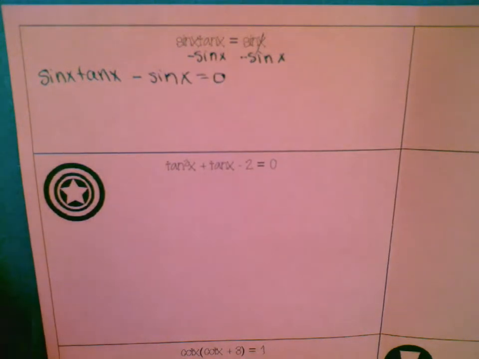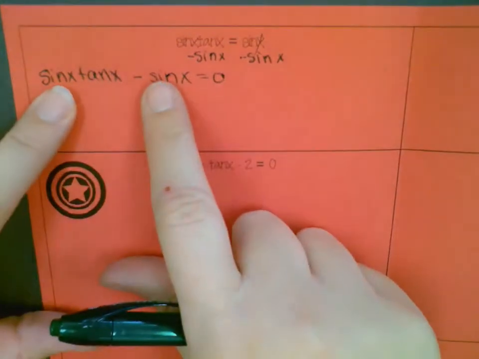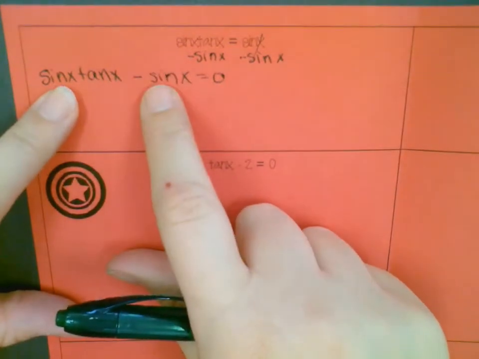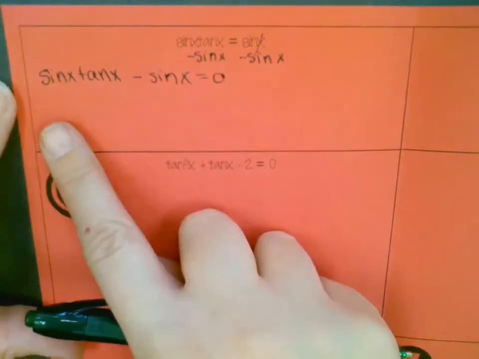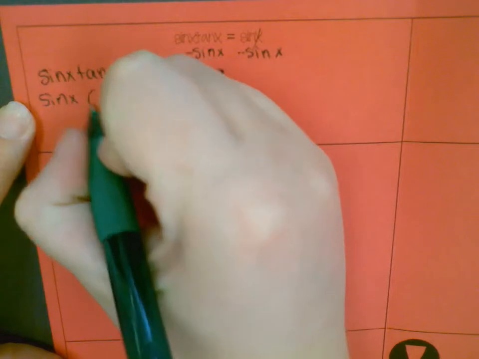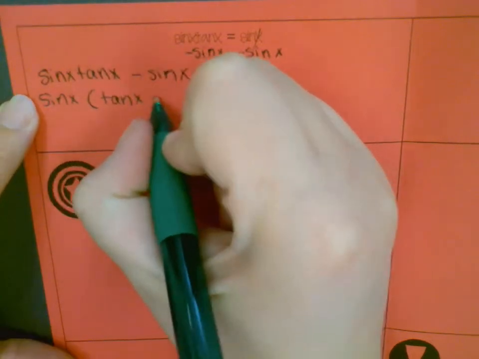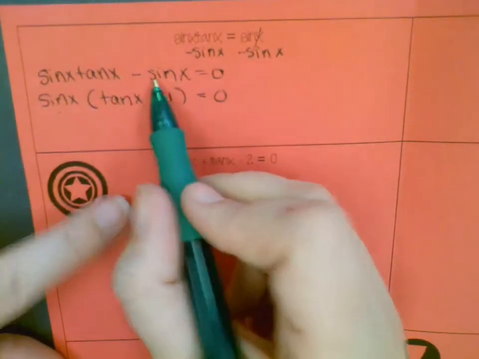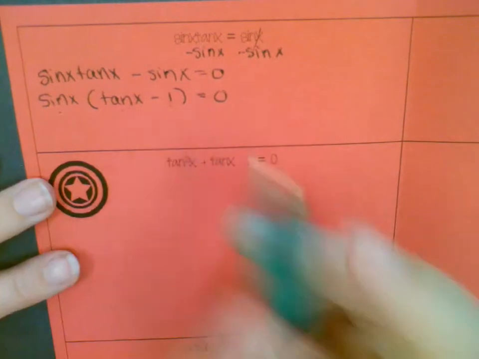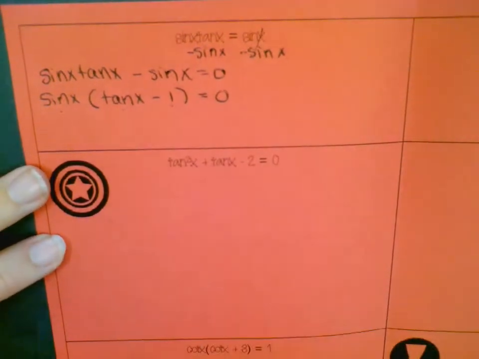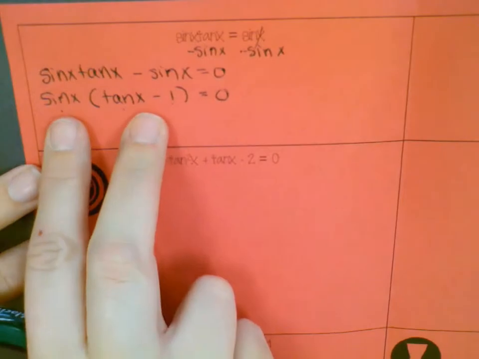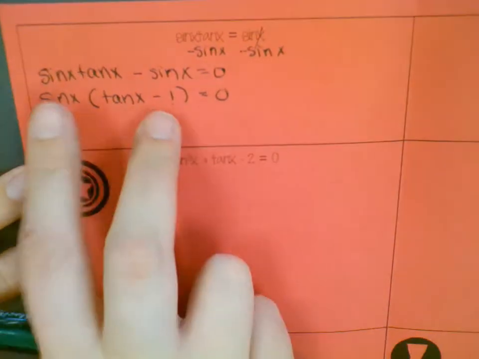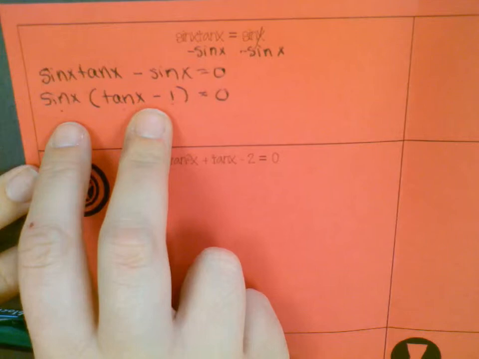Well, we have a GCF here. Both pieces have sine in them, so we can factor out that sine. That means we'd have sine of x times the tangent of x minus 1. Remember, when we're factoring it out, it's like division. If we divide this by sine, it would just be tangent. If we divide this by sine, it's just negative 1. Just like we did in algebra, if you have a product equal to 0, you can make both pieces equal to 0 to solve for x.